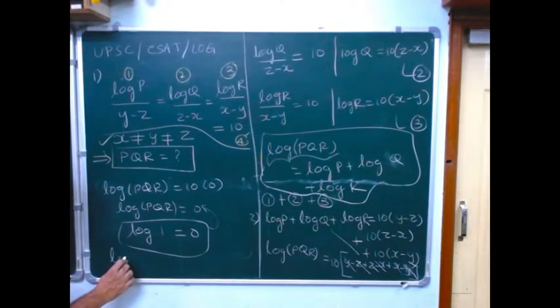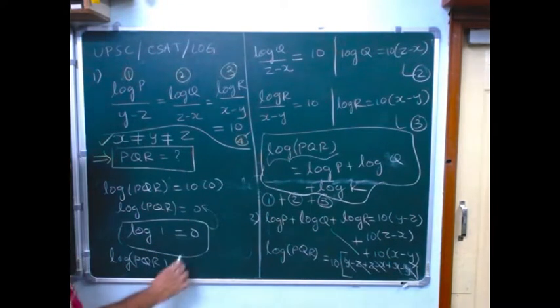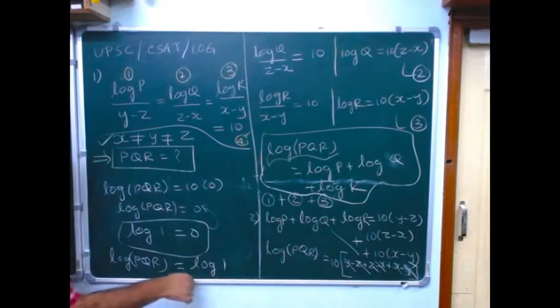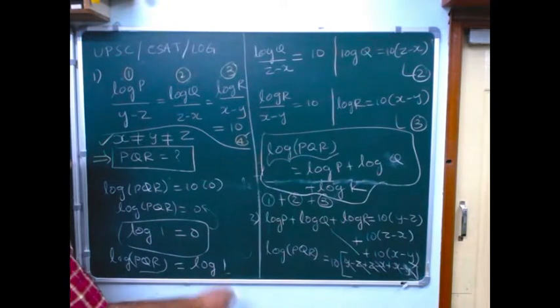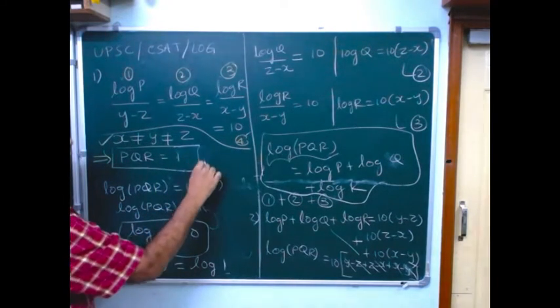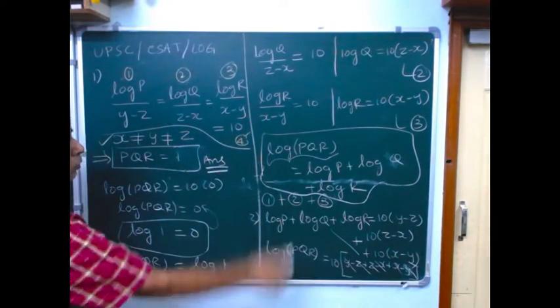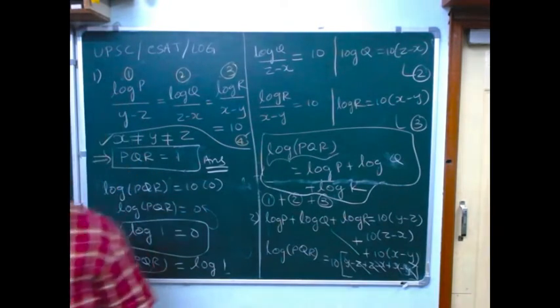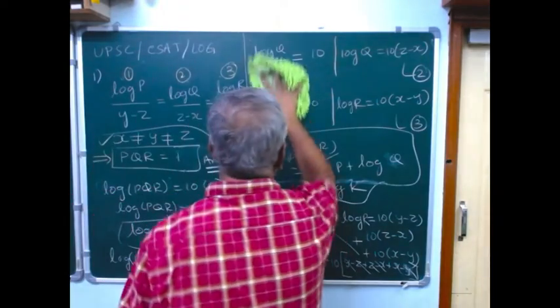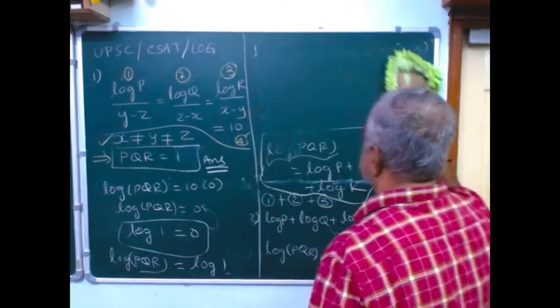So log PQR is equal to, instead of 0, you can write log 1, because log 1 is equal to 0. Now you can compare: PQR is equal to 1. So the correct answer is PQR is equal to 1. Do you understand? Otherwise, you can put it as anti-log, but I will explain anti-log in the next class.